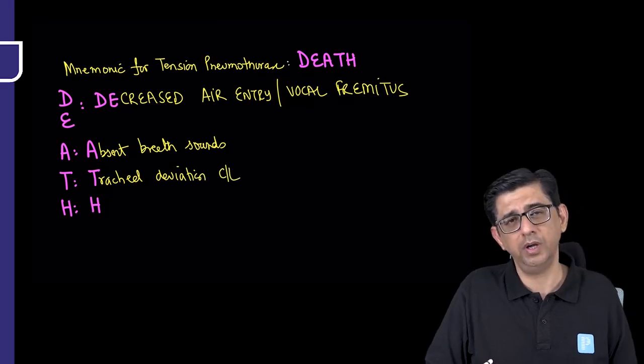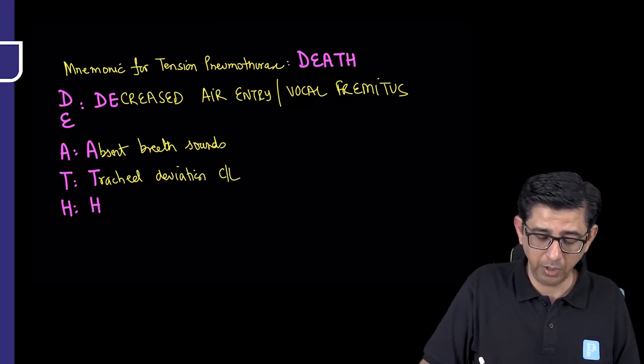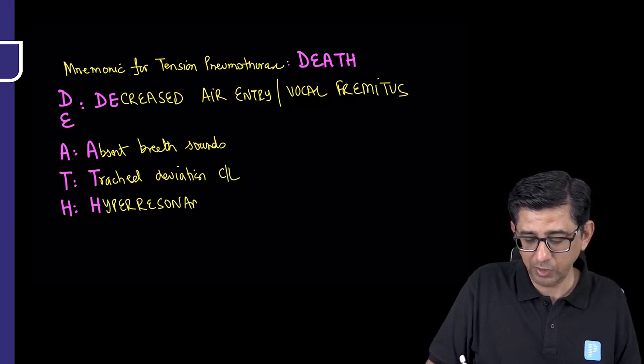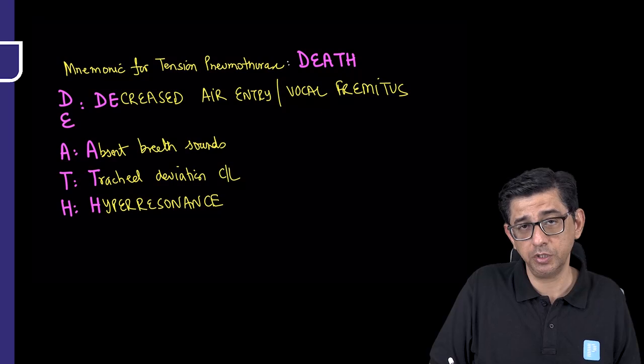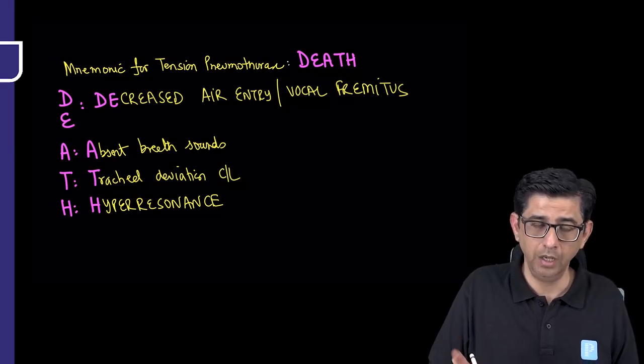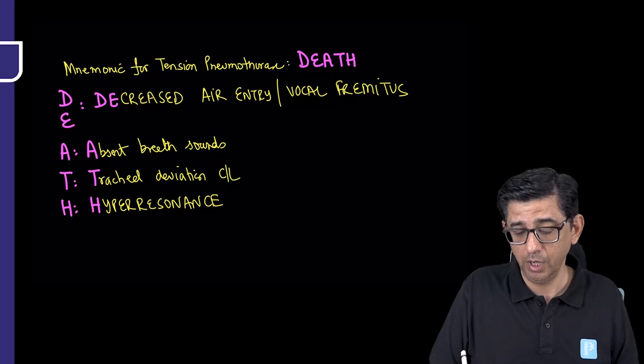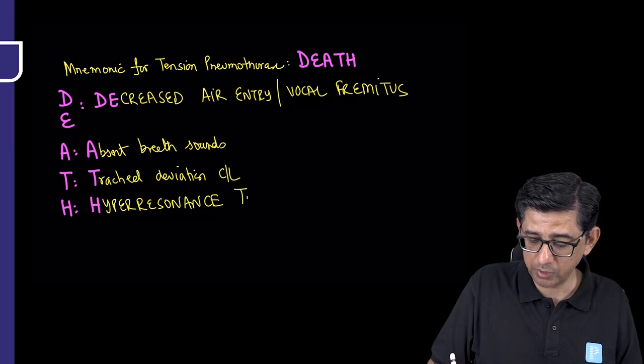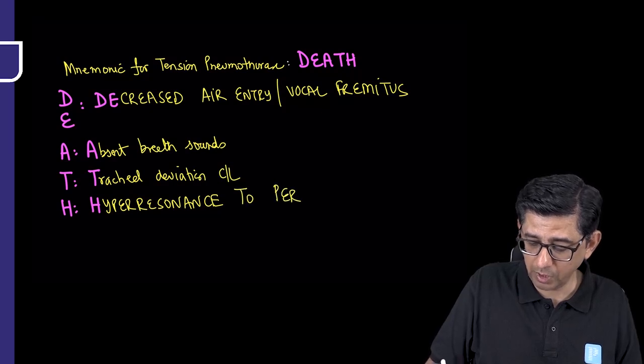For tension pneumothorax, the tracheal deviation would always be occurring to the contralateral side. And then we come to the H of the DEATH mnemonic, that would be hyperresonance. As I've explained, every time there is going to be pleural effusion present, there is going to be presence of stony dull percussion note. In pneumonia, it is dull. In pleural effusion, it is stony dull. But in this case, because of air at positive pressure, there would be hyperresonance to percussion.